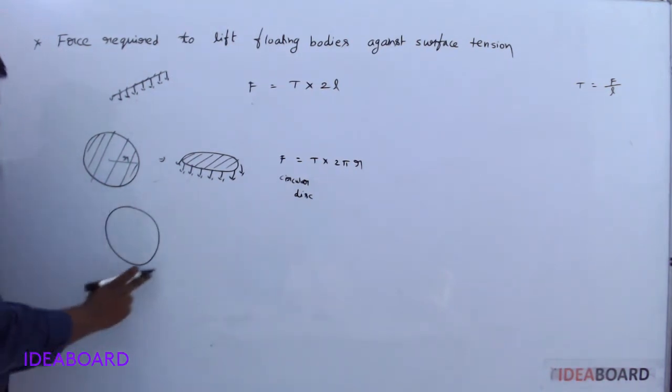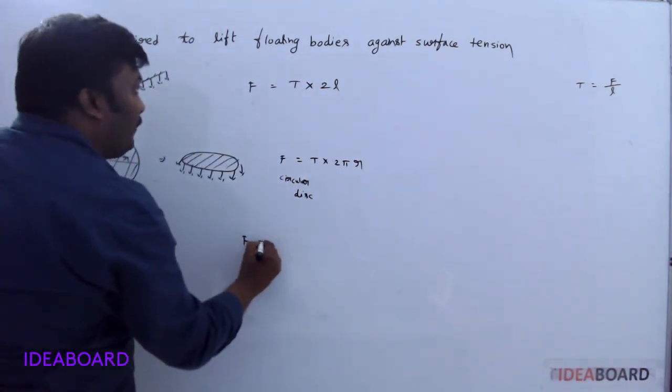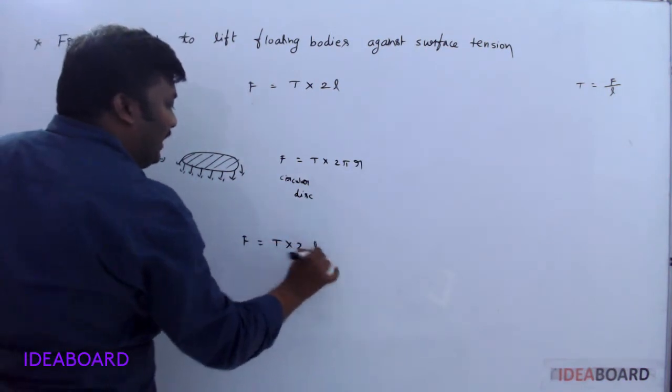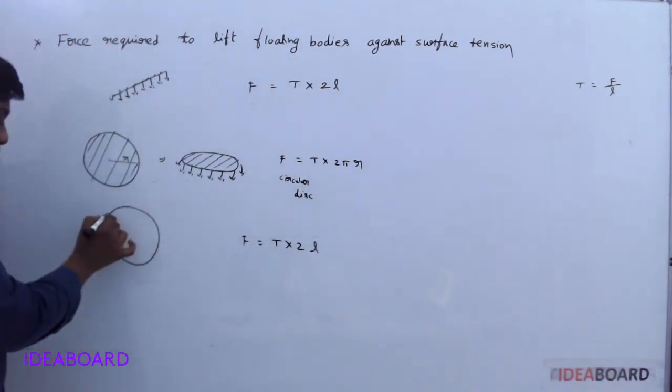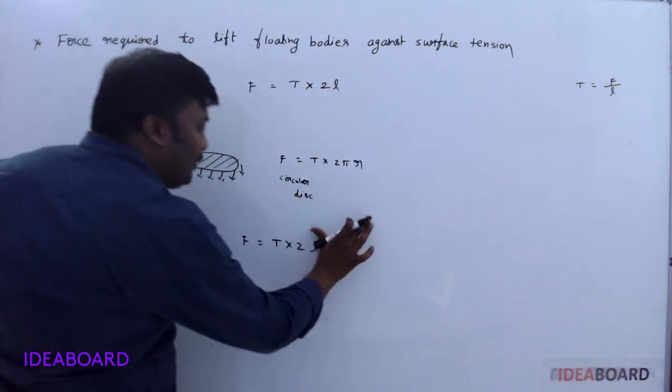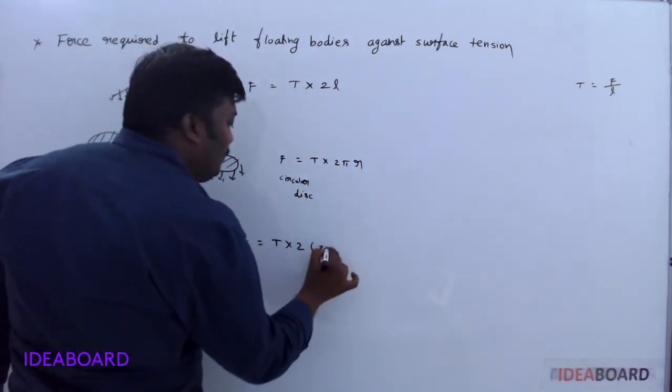Okay, this is a wire. For a wire, what is the formula? F is equal to T into 2L. Now this wire is bent into the form of a circle, which means the length now becomes the circumference. So instead of L, you can use 2 pi r.